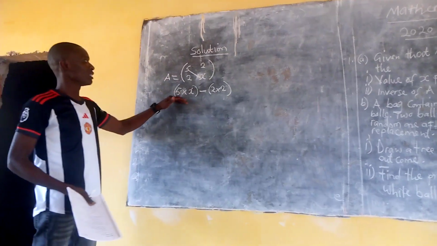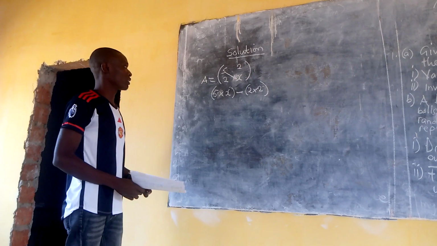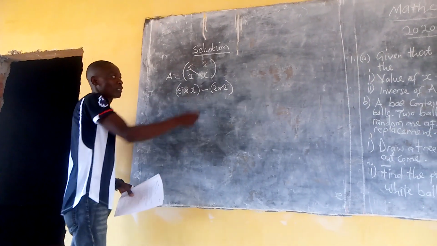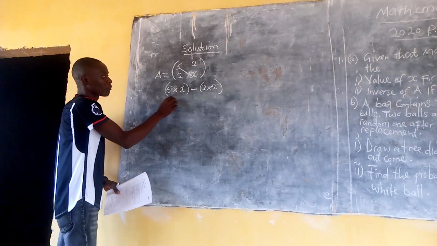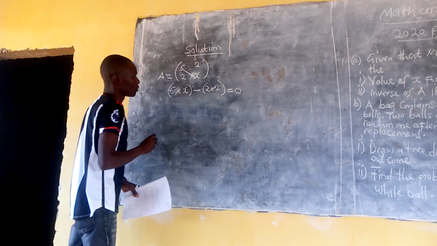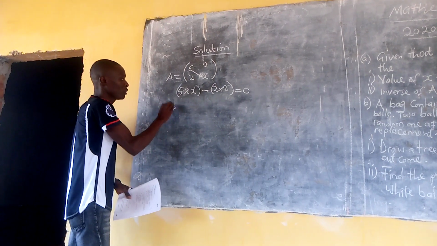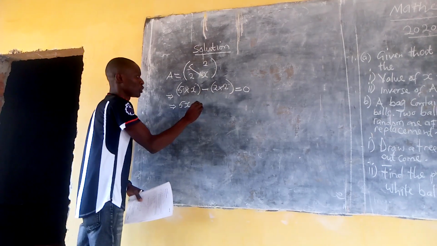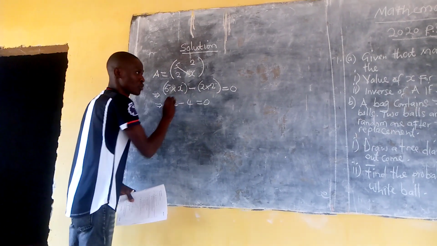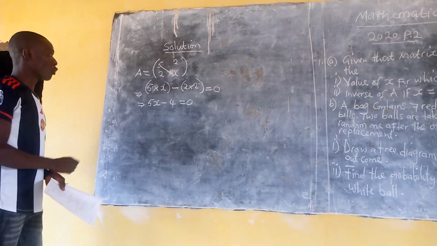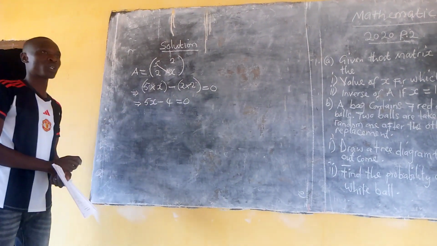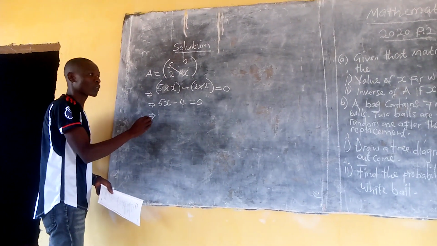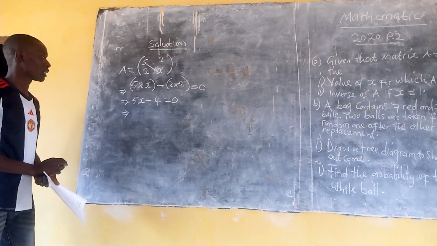Okay, so now we are finding the value of X in this matrix. We have multiplied 5 by X, and then minus 2 multiplied by 2, and that is equal to 0. So 5 multiplied by X gives 5X, minus 2 multiplied by 2, which is 4, equal to 0. Now we are looking for the value of X, so we make X the subject of the formula.